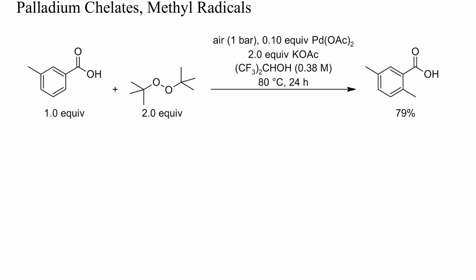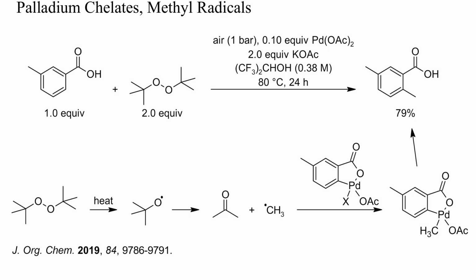In this example, 3-methylbenzoic acid was heated with an excess of di-tert-butyl peroxide and catalytic palladium acetate. A clean ortho-methylation of the benzoic acid occurred. Under these conditions, benzoic acids form palladium chelates. And one possible mechanism would be methylation of such a chelate by methyl radicals, followed by reductive elimination of palladium.